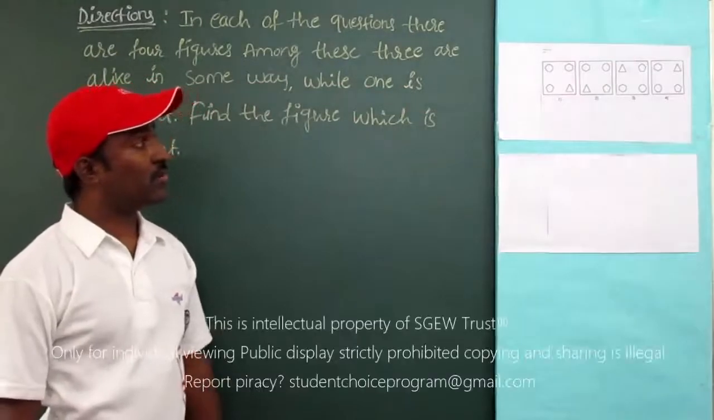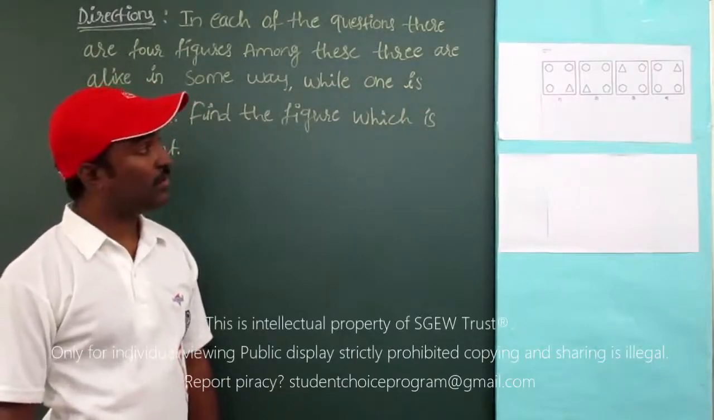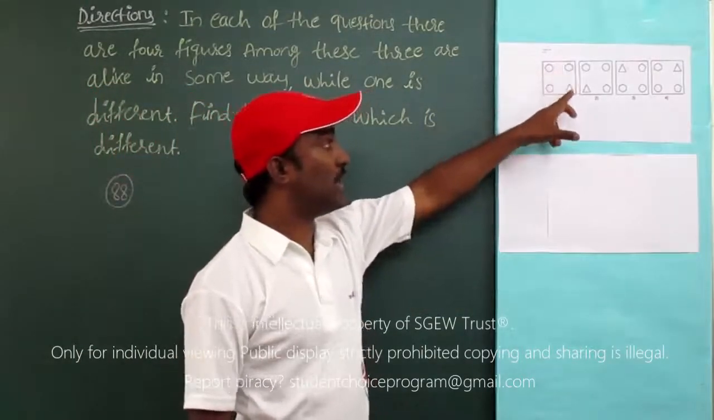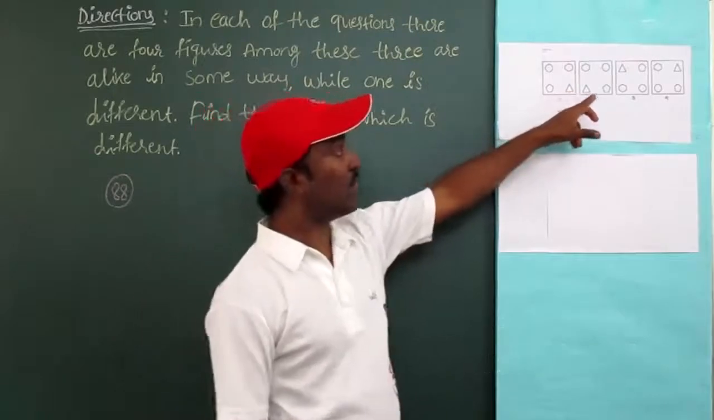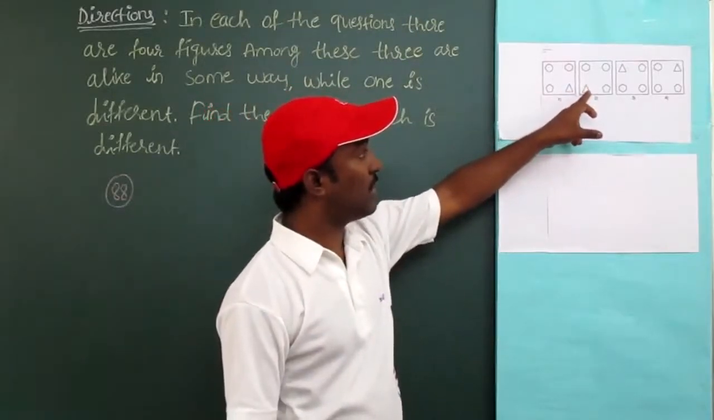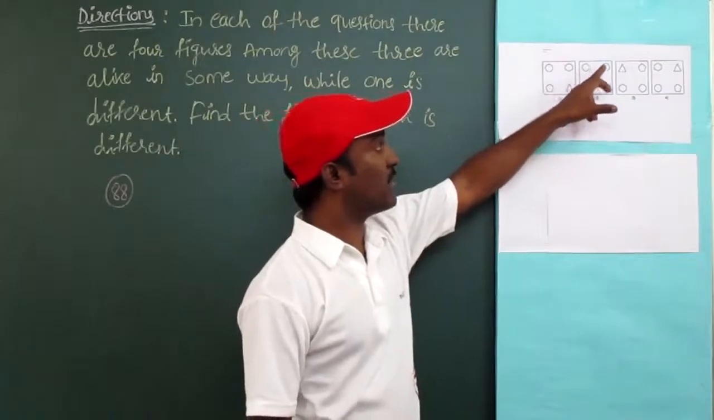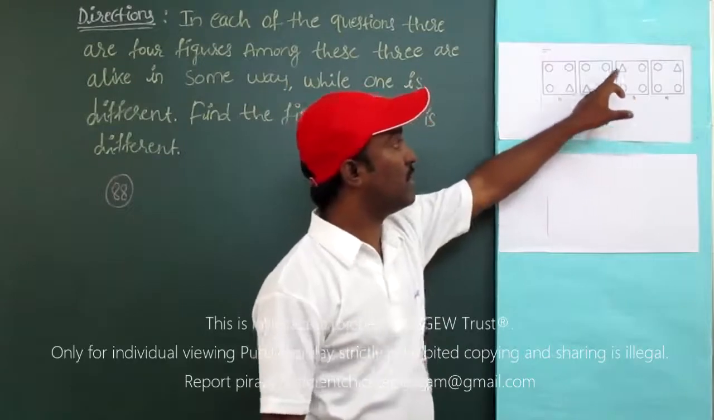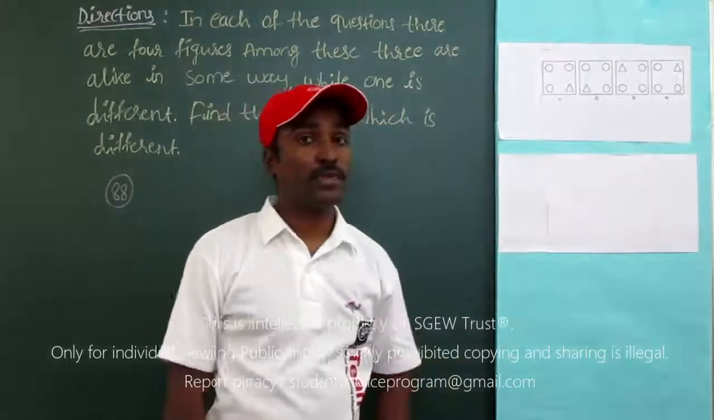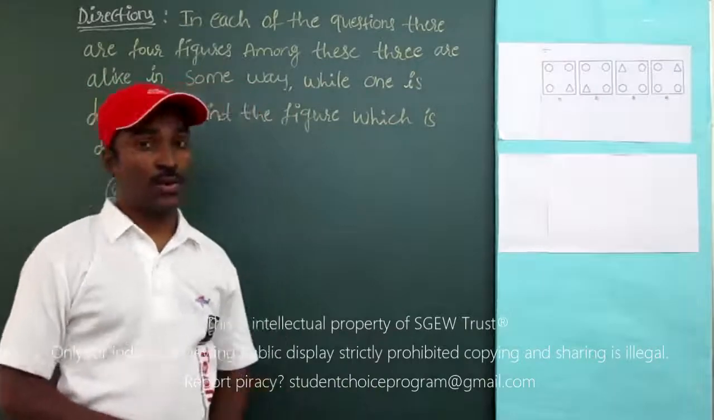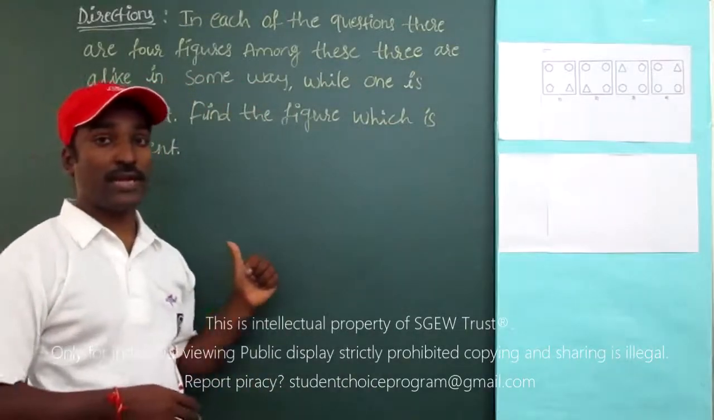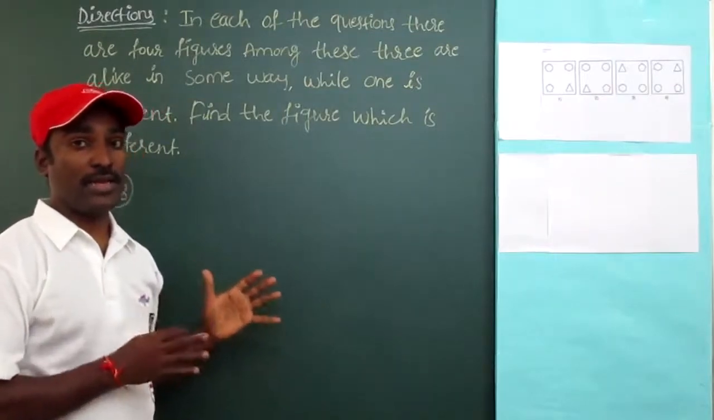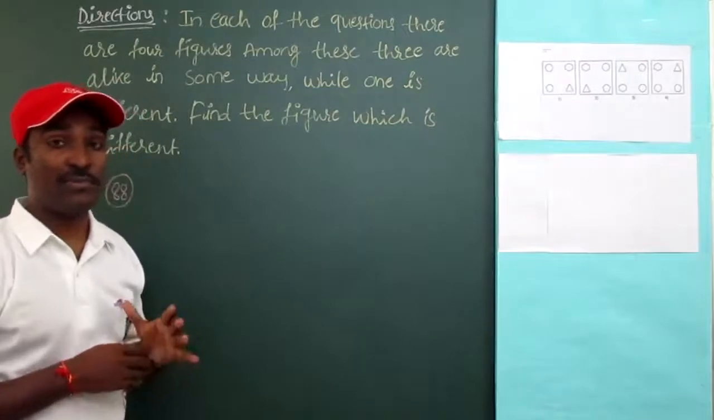If you observe those 4 figures, in all the figures I am having shapes pentagon, circle, hexagon and triangle. In the second figure also I am having pentagon, triangle, hexagon, circle. In the third figure also pentagon, circle, hexagon, triangle. In the last figure also I am having pentagon, circle, hexagon and triangle. Now as said in the given direction, 3 are alike. They are related with some relation. They are alike in some way and 1 is different. We have to find that one.